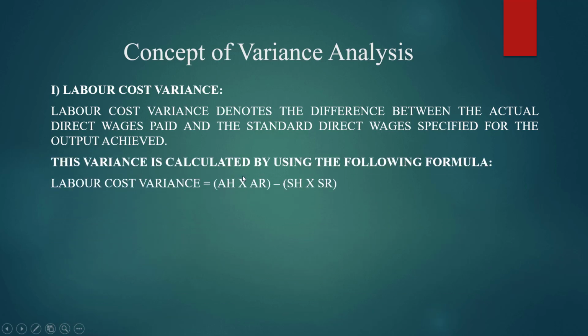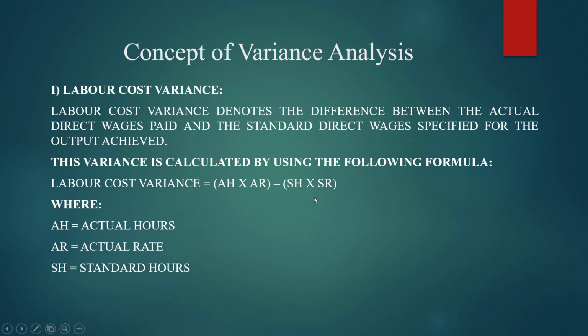Now how it can be calculated, this is the formula: actual hours into actual rate. The hours, how many hours they have worked, with the actual rate, that means how much they will be paid according to the hours they actually worked. Minus standard hours into standard rate. So you can know this: AH stands for actual hours, AR stands for actual rate, SH stands for standard hours, and SR stands for standard rate.